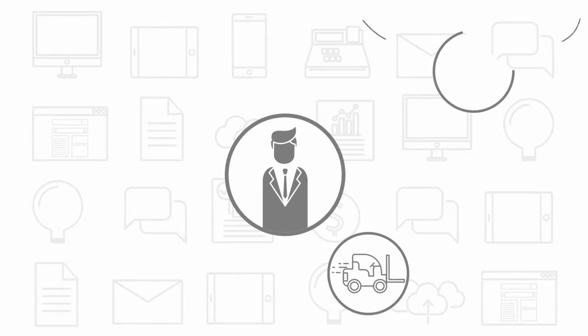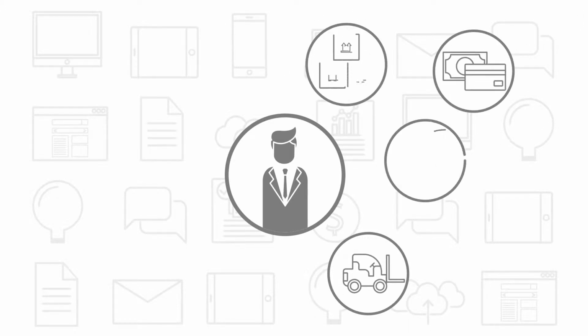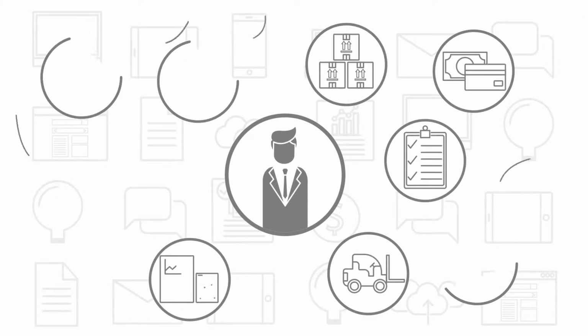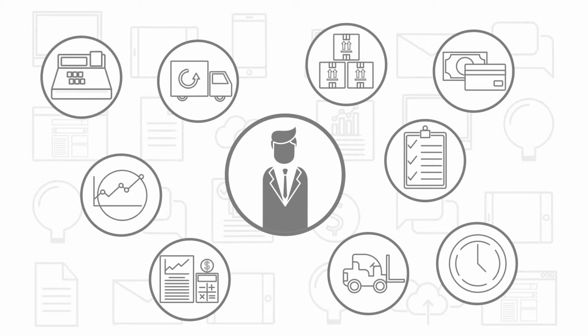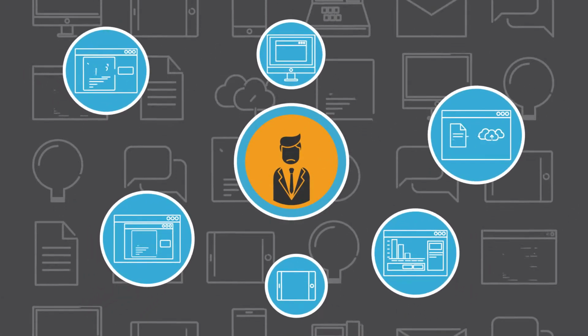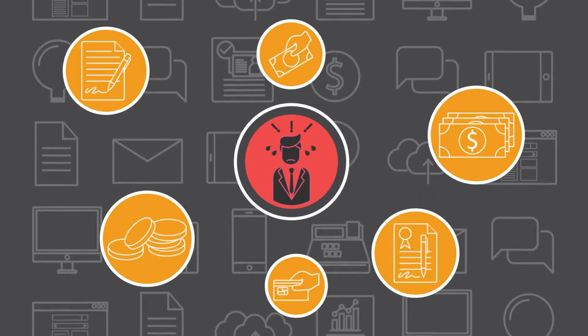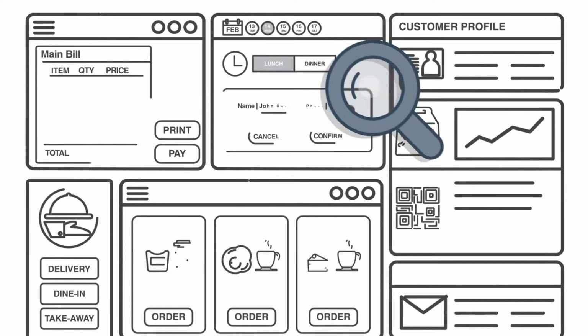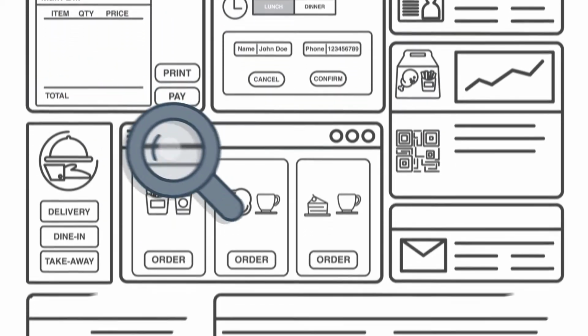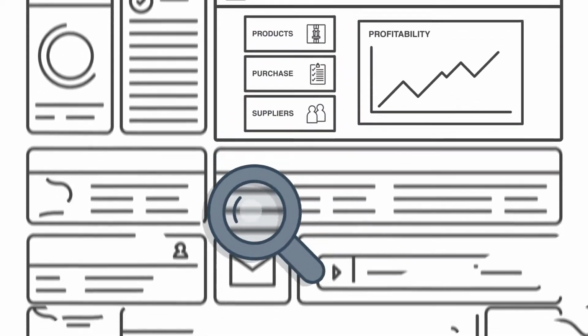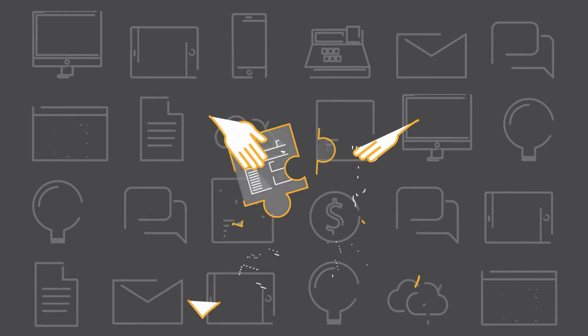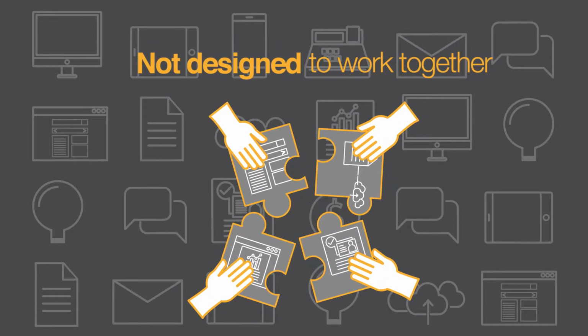Why? Because they spend most of their time managing logistics, reservations, stocks, suppliers, accounting, delivery, and so much more. This is why restaurant owners invest in different IT systems to enhance their productivity. From online reservation, POS system, to digital menus and stock management. But these systems are not designed to work together.